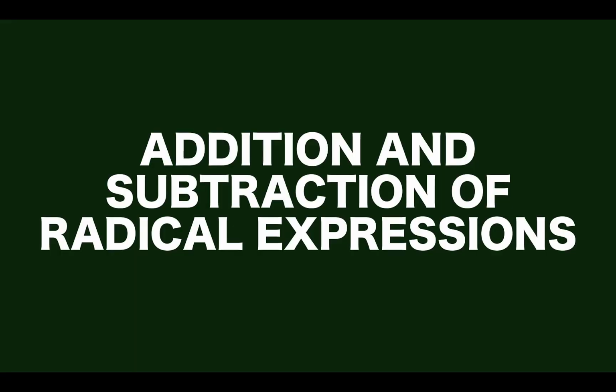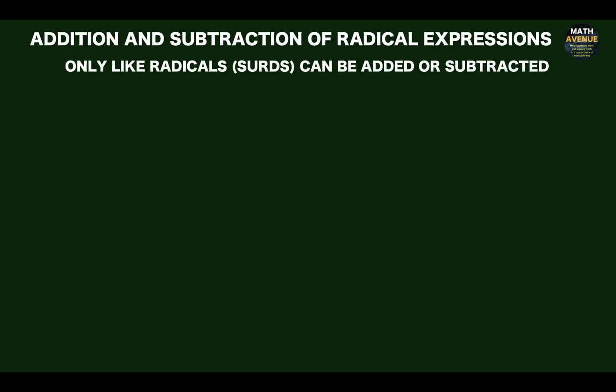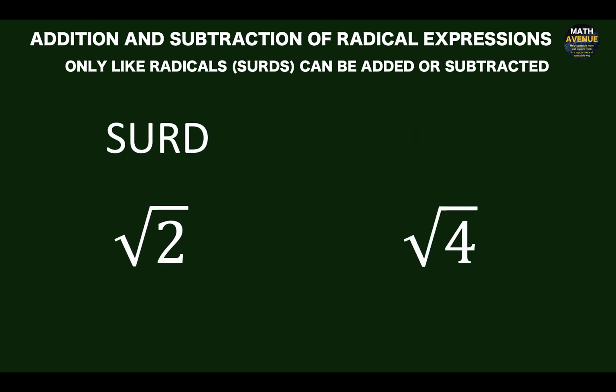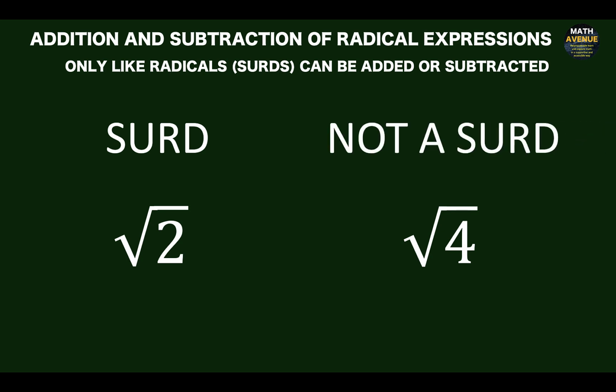Ang ating pong lesson ngayon ay tungkol sa addition and subtraction of radical expressions. Ano po ba ang rule ng pag-add and subtract ng radical expressions? Simulan natin sa radical na familiar na sa atin, itong square root of 2. Sabi natin, ang square root of 2 ay tinatawag na surd. Samantalang, ang square root of 4 ay hindi surd. Ano po ba ang pagkakaiba ng dalawa?